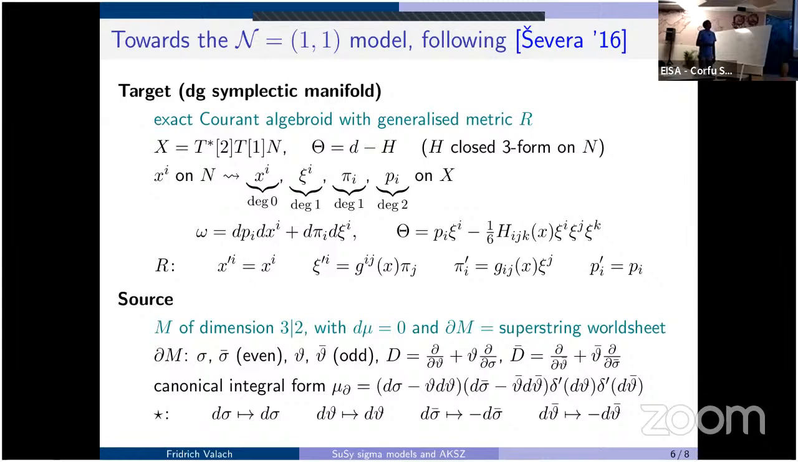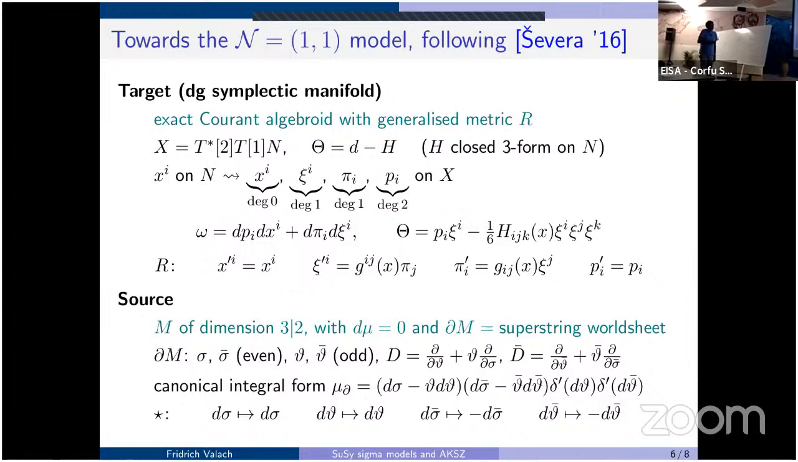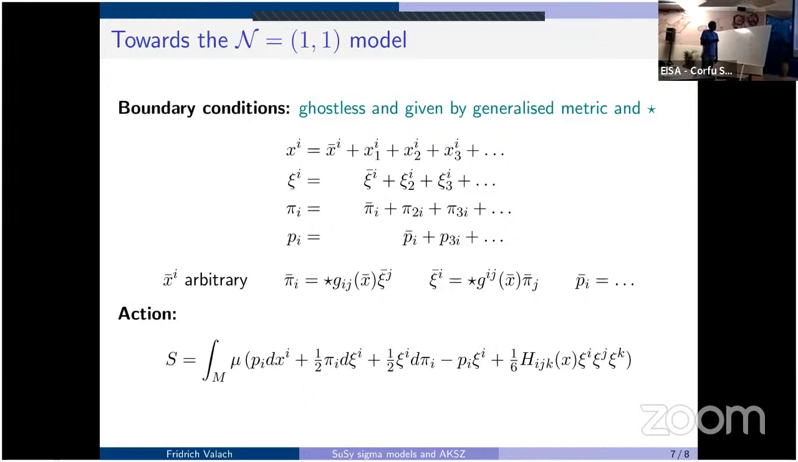When I expanded it, it looks rather long, but you should think of it as really just this single line, which is nice and coordinate free. Now, because I have a boundary, I actually have to modify the AKSZ construction a little bit. So I need a boundary condition, and I craft it out of this generalized metric and this star. I do it in a way that some people call a ghostless boundary condition, given by the generalized metric and star. Again, in terms of coordinates, this means that it will look like this.